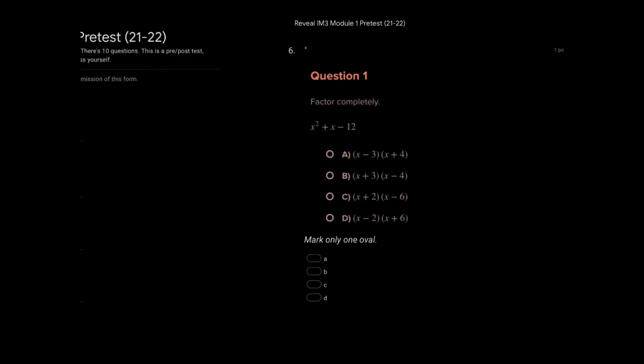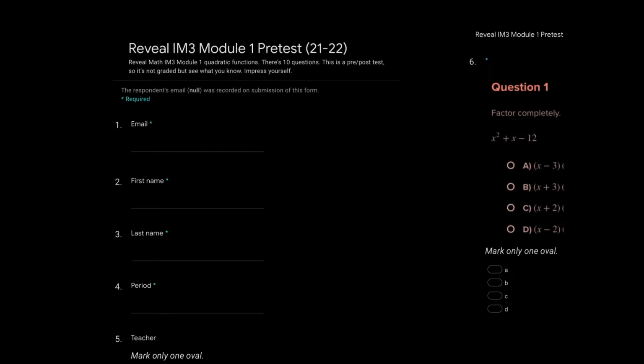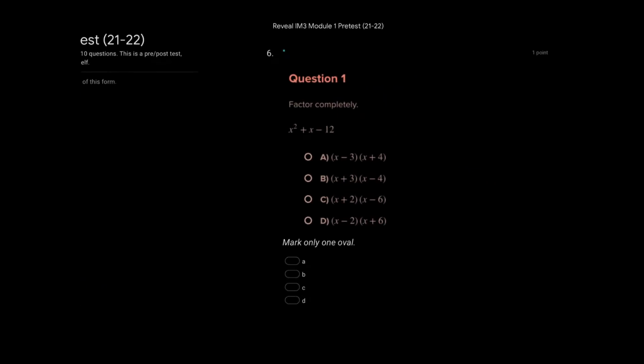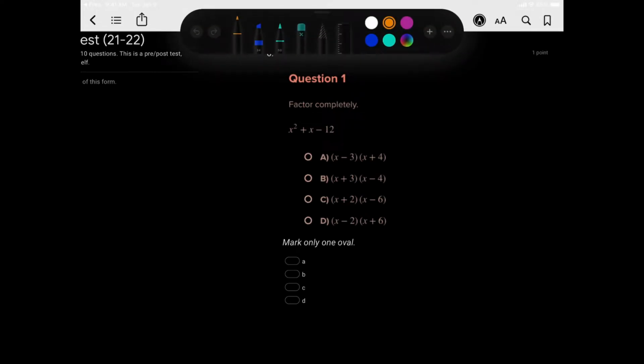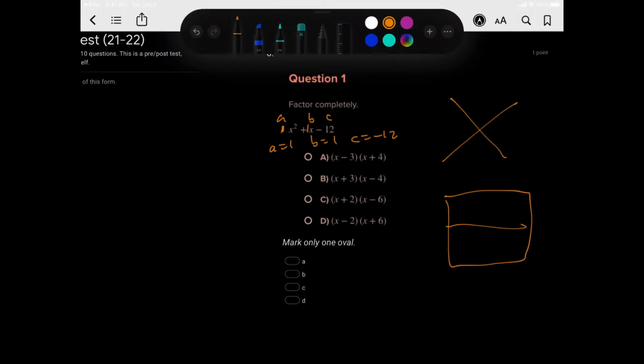Alright, let's go over the pre-test, post-test solutions for Module 1. Question number 1 tells us to factor completely. We've talked about how you could use A, B, and C. So A is 1, B is 1, C is negative 12, and the method I've been teaching you guys is an X in a box. So A times C would be negative 12, B value would be 1. Two numbers that multiply to be negative 12. Same two numbers add to be positive 1.